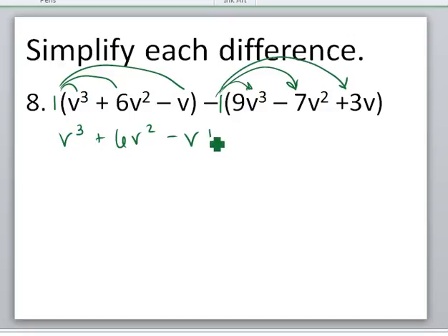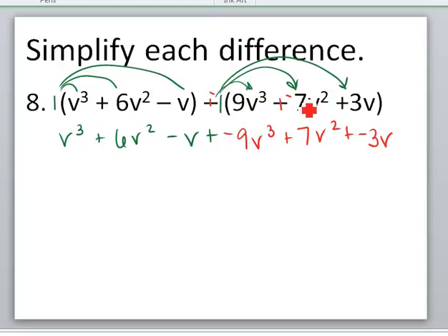So what I really have, if I change my signs, and I'm going to do that in red, to plus the opposite, is a negative 1 times 9, which is negative 9v cubed. I change my signs here. I have a negative 1 times a negative 7, which is a positive 7v squared. And then I have a negative 1 times a 3, which is a negative 3v.